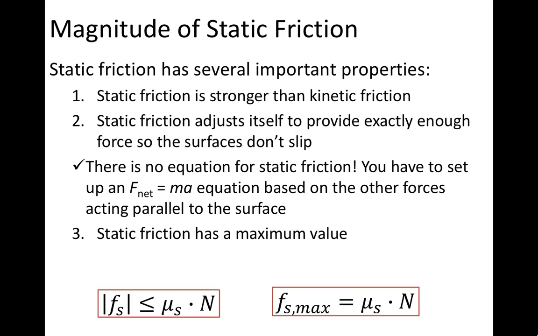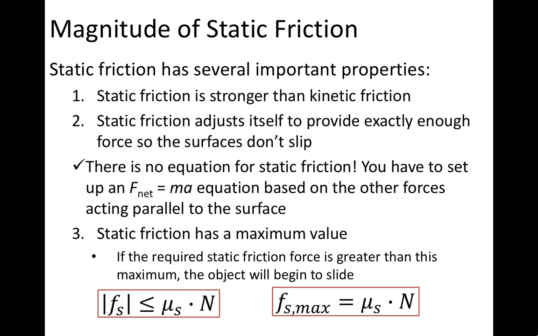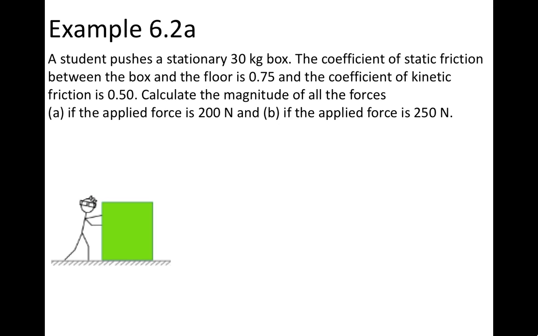And so we have a value for the maximum value that static friction can take, but static friction itself does not have to equal mu s times N. It's just the maximum value that it can take. Really, static friction is defined by an inequality. If this inequality is violated, if static friction becomes greater than this maximum possible amount, then the object will begin to slide along the surface.